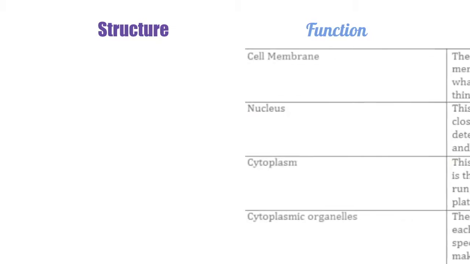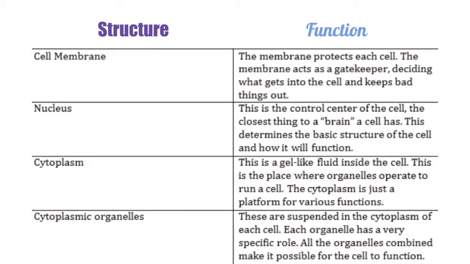Here are some important structures. Cell membrane. The membrane protects each cell. The membrane acts as a gatekeeper, deciding what gets into a cell and keeping the bad things out. Nucleus. This is the control center of the cell and is the closest thing to a brain that a cell has. This determines the basic structure of a cell and how it will function.